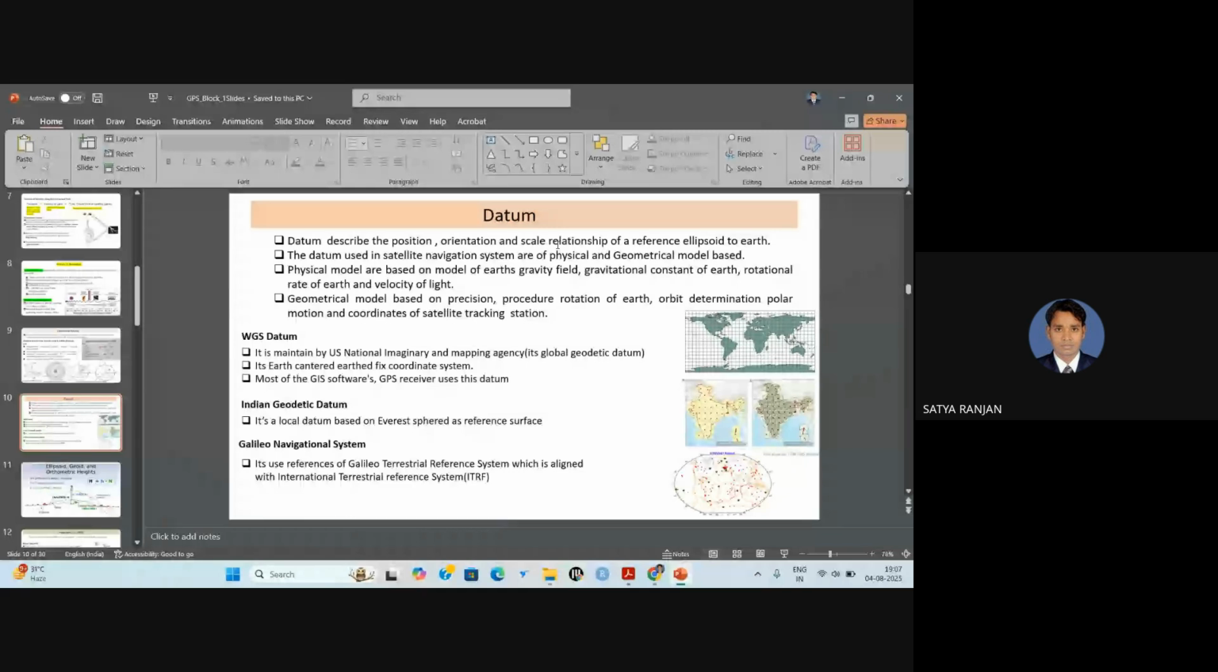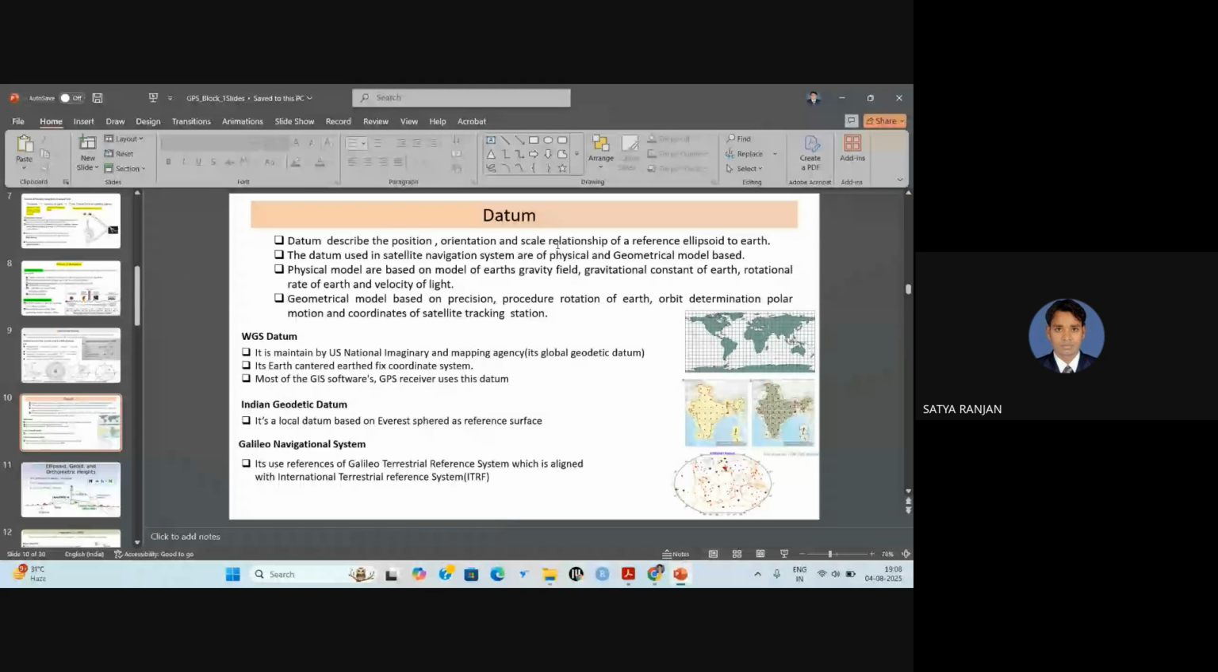These are some physical models, and then geometrical models are based on the precession, rotation of Earth, then orbit determination, polar motion, coordinates of satellite tracking. So most of the satellite-based information is used for the geometrical models. So geometrical models are also used over very large areas.